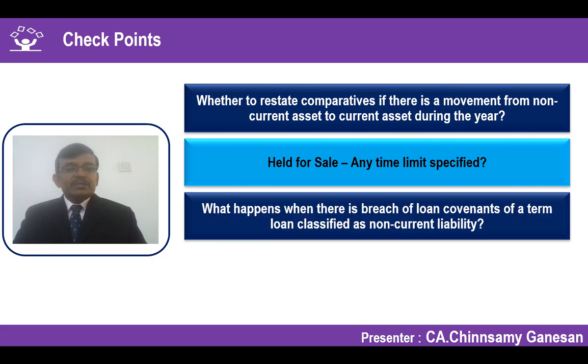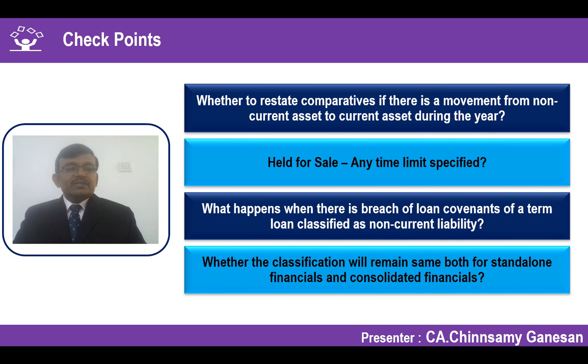So we have to be cautious on this to determine a particular item as a current category or a non-current category. Loan covenant, we have discussed already. In India, only if there is a recall notice issued, then we will reclassify the term liability into current liability. Otherwise, we will continue to show that as a non-current liability.